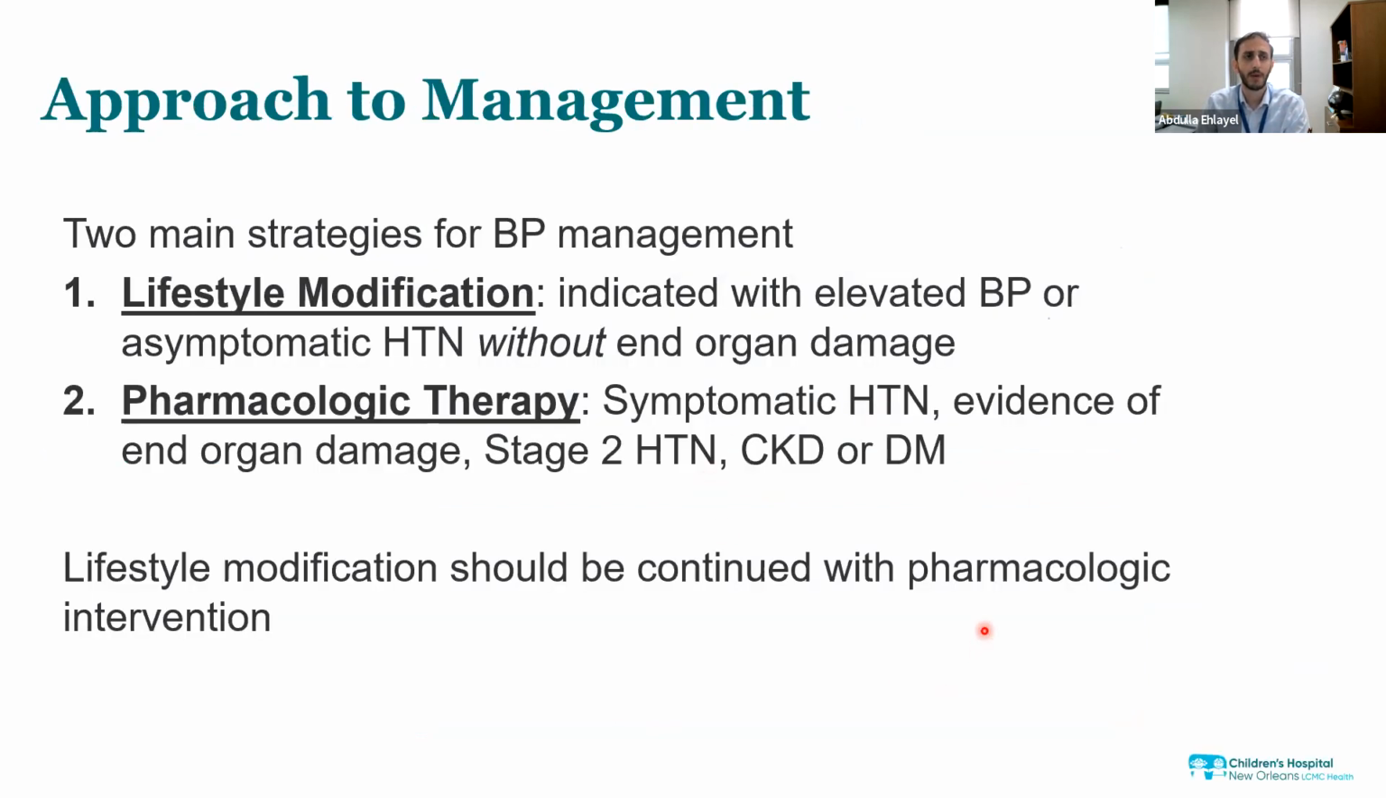So how do we manage hypertension? There are two main things that we can do. One is we do lifestyle modifications, and two, pharmacological therapy. So who should get lifestyle modification? Patients that have elevated blood pressure or asymptomatic hypertension without end organ damage. So these are the patients that only have elevated category, or they have stage 1 hypertension and no evidence of end organ damage. So if you've done an echo, the echo is normal, they don't have any vision problems or vision changes, it's okay to do lifestyle modification.